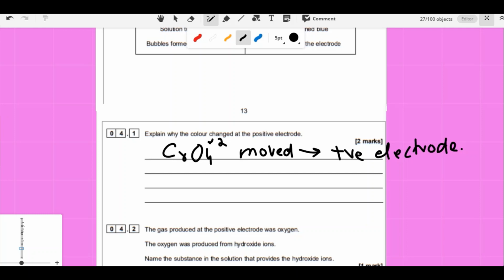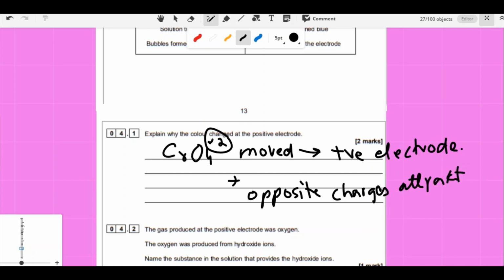Okay, and why the color change? Because you can see the positive electrode, and here the ions are negative, so opposite charges attract. Opposite charges attract.